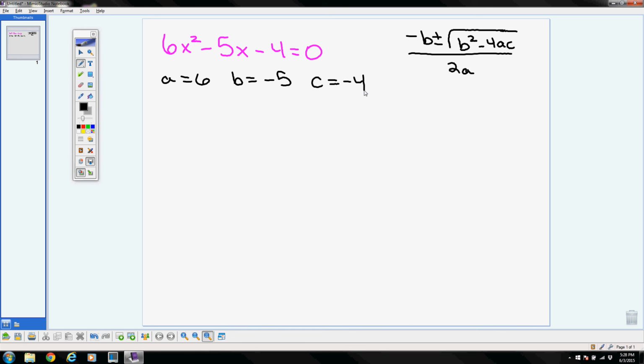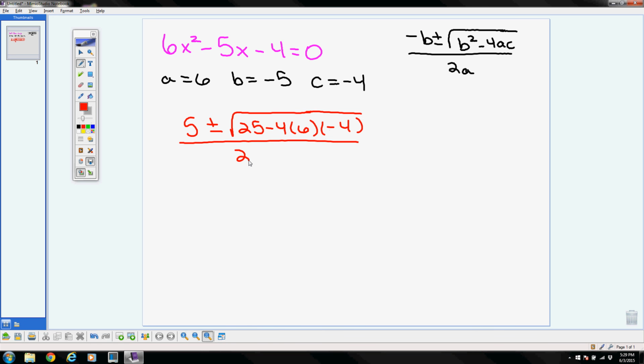Now I want to plug them in the equation. My equation says negative b, so a negative 5 would be 5, plus or minus square root of b squared, which is 25, minus 4 times a, which is 6, times c, which is negative 4. On the bottom, we're going to have 2 times a, which would be 2 times 6.